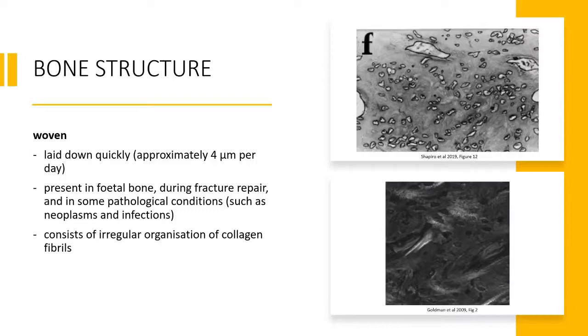We need to understand is the mammalian bone structure. There are several types of structures in bones. Woven bone is laid down quickly, approximately 4 micrometers per day, and is present in fetal bone during fracture repair and in some pathological conditions, such as neoplasms and infections. Woven bone consists of irregular organization of collagen fibrils.